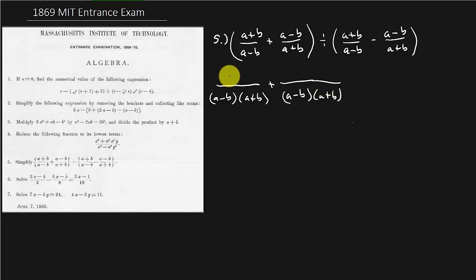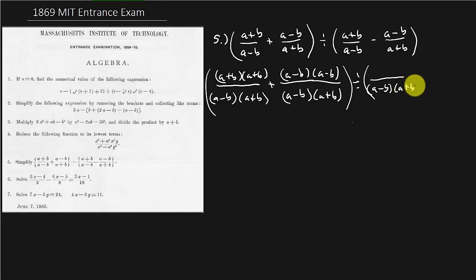Hope I don't run out of room. So this is going to be a plus b times a plus b, and this is going to be a minus b times a minus b. And then that's divided by, and this is all in parentheses, and we have a minus b, a plus b, and then we've got minus a minus b, a plus b in parentheses. And so that's going to be a plus b times a plus b, and a minus b times a minus b. All right, so let's multiply out the numerators here.